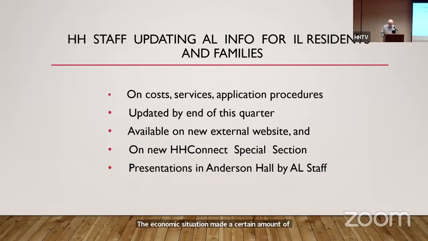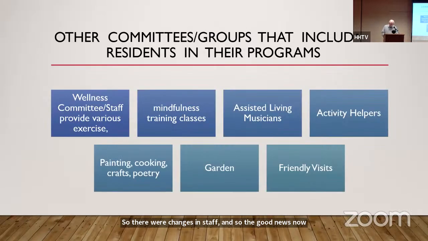And so the good news now is that communications, marketing, and administrative staff are updating that information, the information on costs and services in assisted living, and will make it available to all residents, their families, and the public in an accessible, published form. This will be done on a new external website and in a new HH Connect special section no later than the end of this quarter.